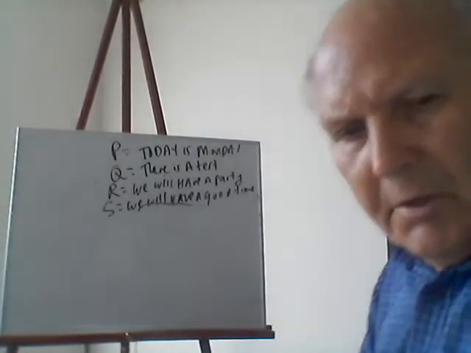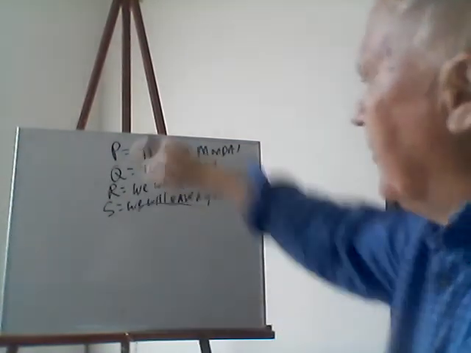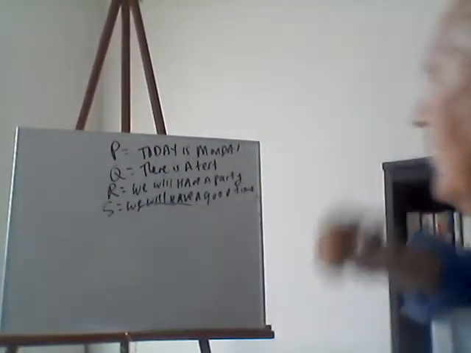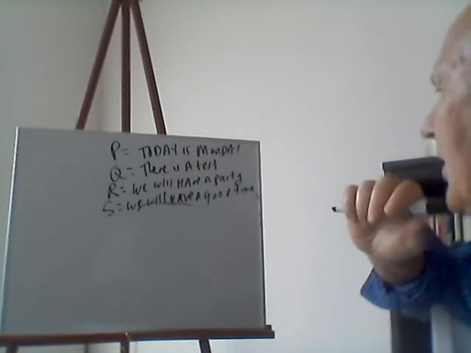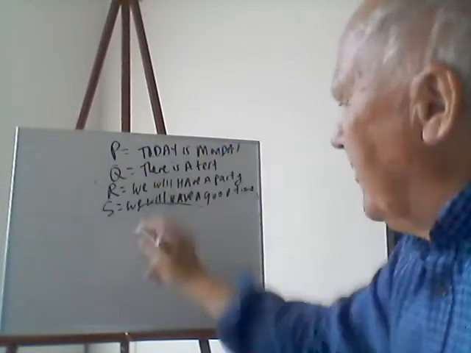Okay, so let me explain how to do propositional logic. I have four statements here. P stands for today is Monday. Q, there is a test. R, we will have a party. And S, we will have a good time. These are called statement letters.